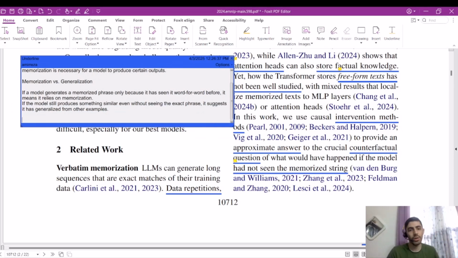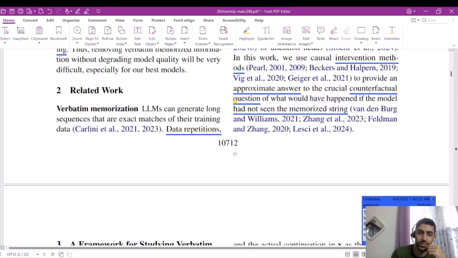If a model generates a memorized phrase only because it has seen it word for word before, it means it relies on memorization. If the model is still producing something similar even without seeing the exact phrase, it suggests it has generalized from other examples. Something like this, for example: Paris is the most beautiful city in France, and it has seen that and provides you Paris is the most beautiful city in Europe. These are different things, but the model could generate Paris is the most beautiful city in Europe. It's not the exact phrase. It's generalized from the examples. This is what this sentence means.